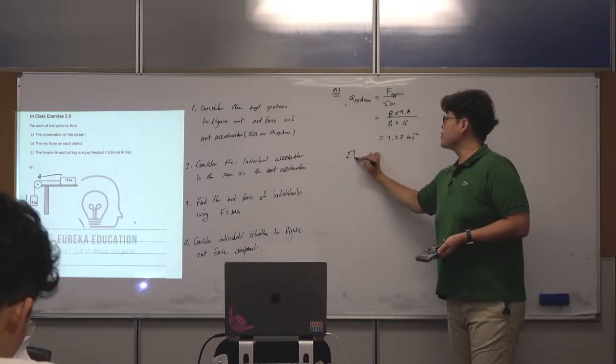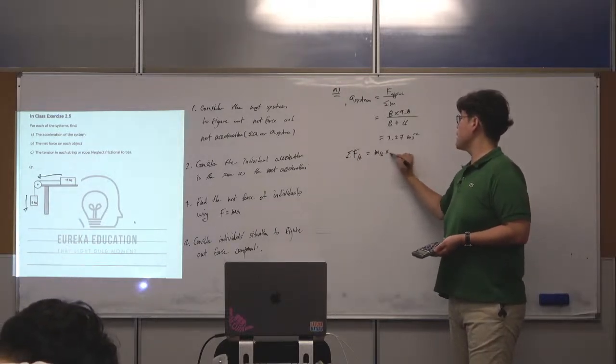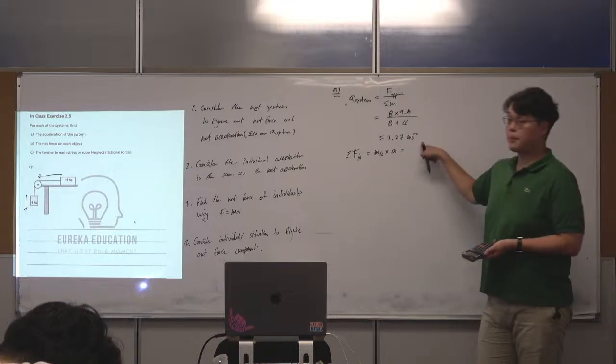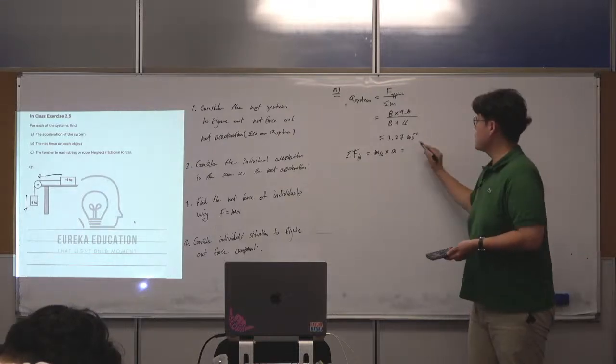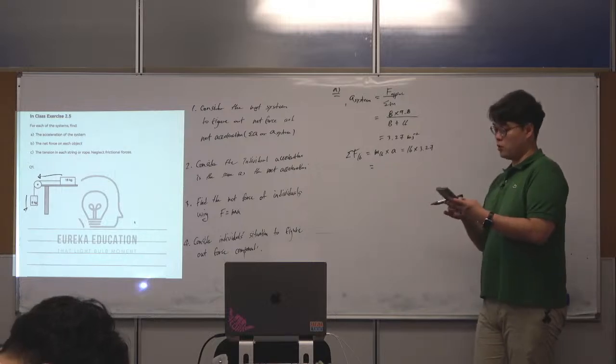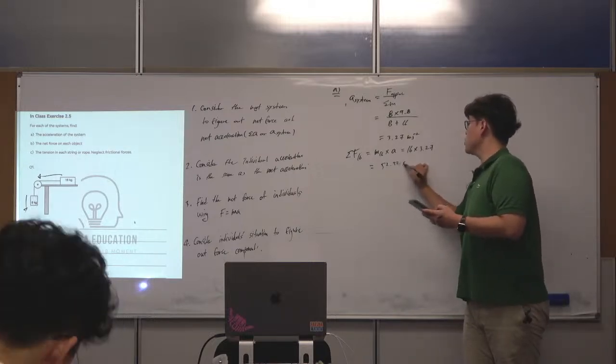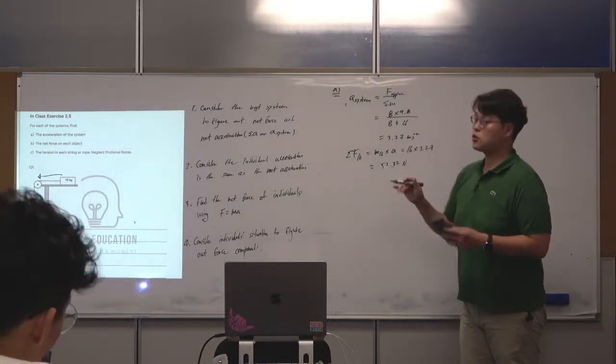The net force on the 16 kilo is 16 times the acceleration, because it's the same acceleration value. That is 16 times 3.27, which gives you 52.32 newtons. Let's consider the direction to the left.